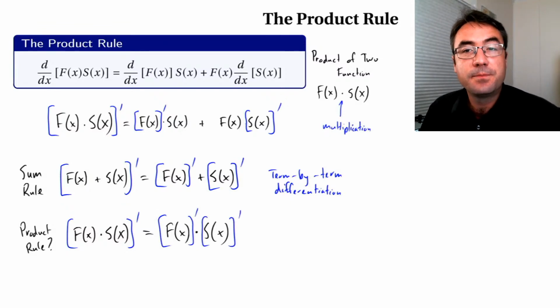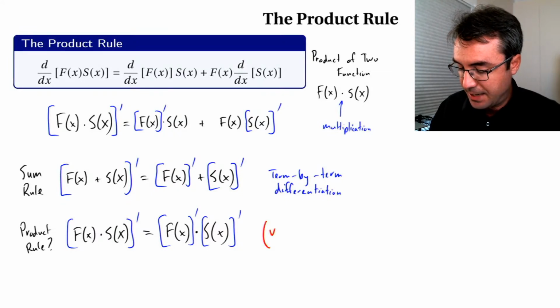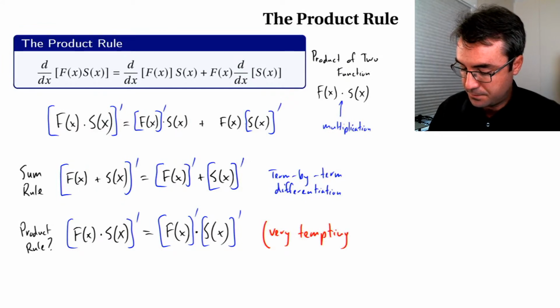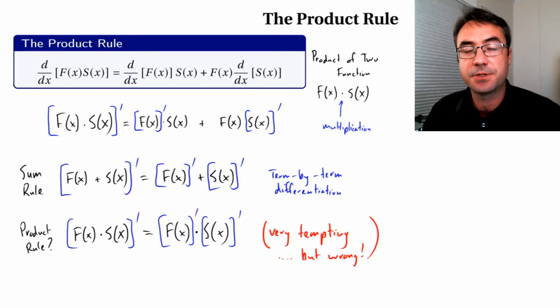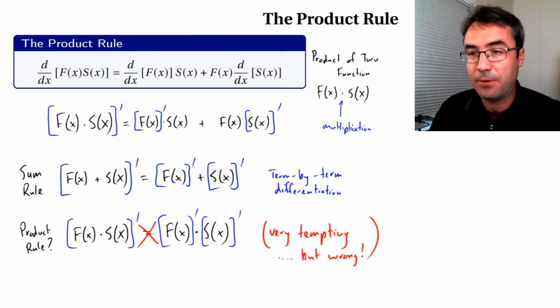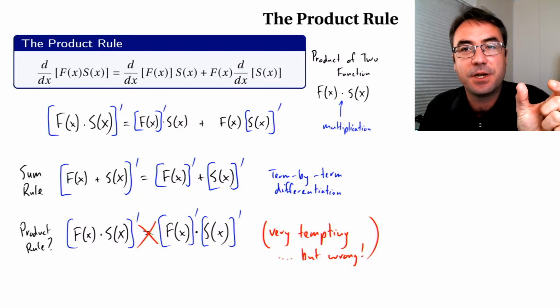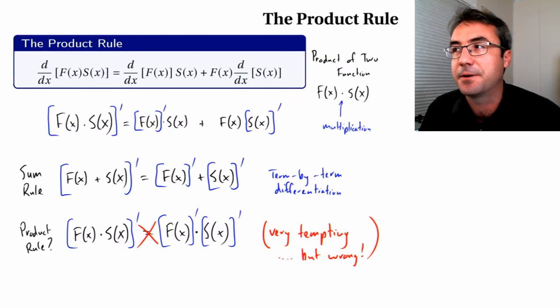It worked for the sum rule. Why wouldn't it work for the product rule? Turns out it doesn't. So this is very tempting, but just be very careful of it. This is wrong. When we see multiplication of x terms, we have to use this slightly more unnatural looking formula, the product rule, that might not be what we expect. We can't just differentiate the first term, differentiate the second term, and keep the multiplication sign in the middle there.